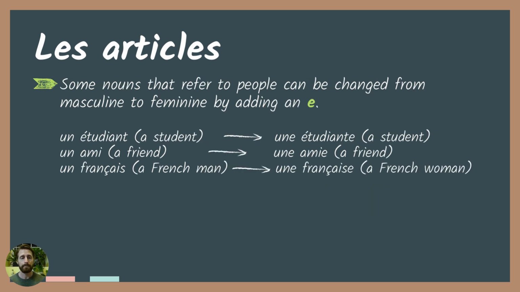Okay. Ensuite, some nouns that refer to people can be changed from masculine to feminine by adding an E. So we've already seen this once. We have un étudiant and une étudiante. Then we have un ami, a friend, une amie, a friend. So one's a male and one's a female. Then we have un Français would be a French man. Une Française would be a French woman.